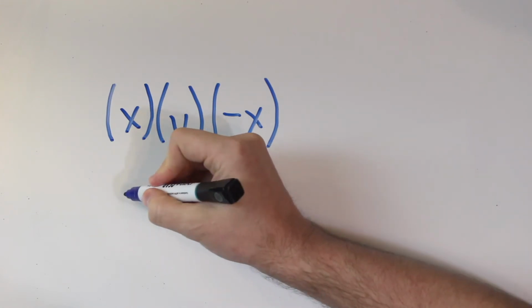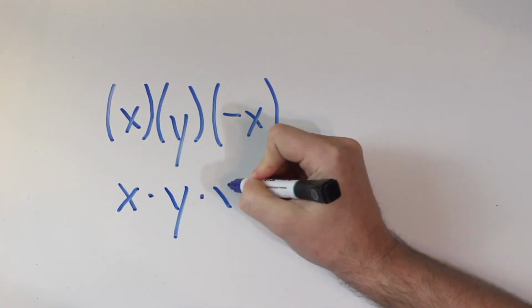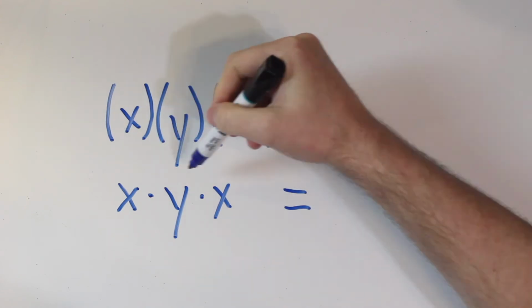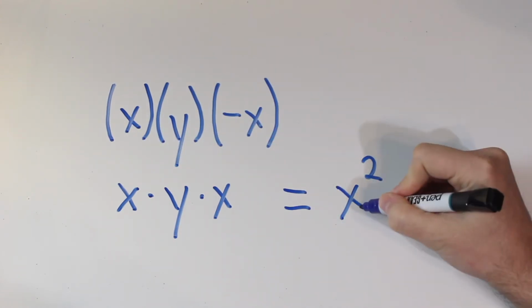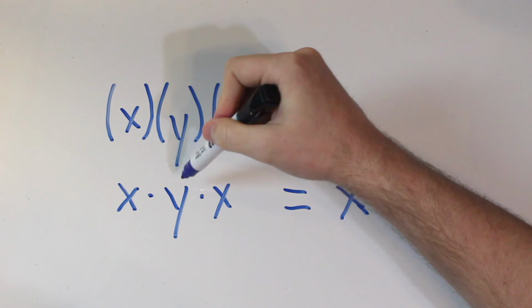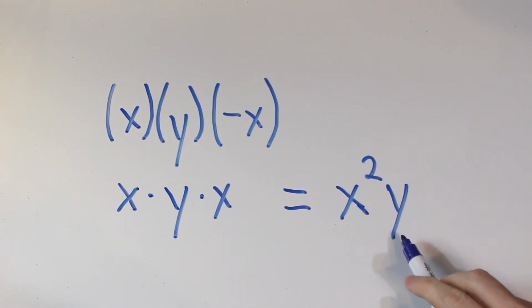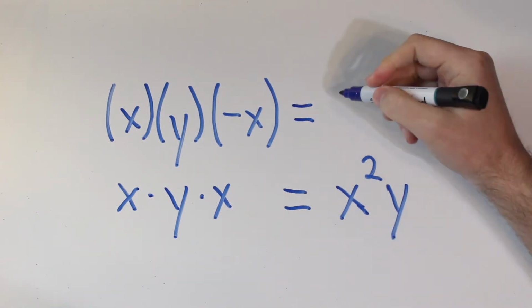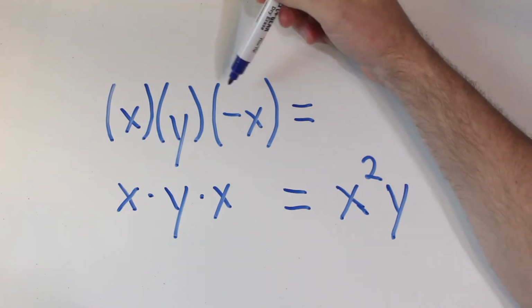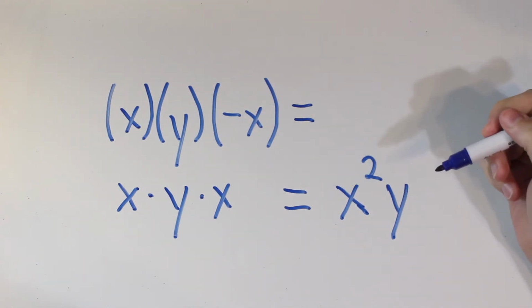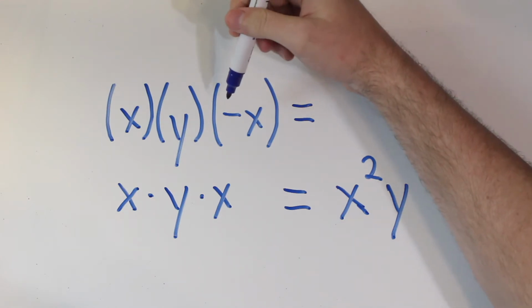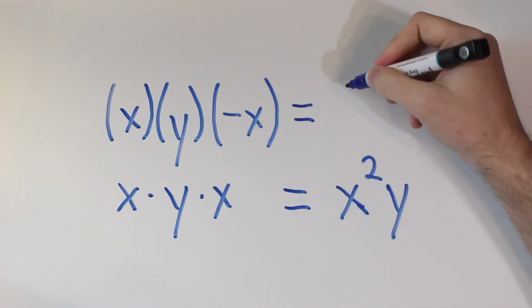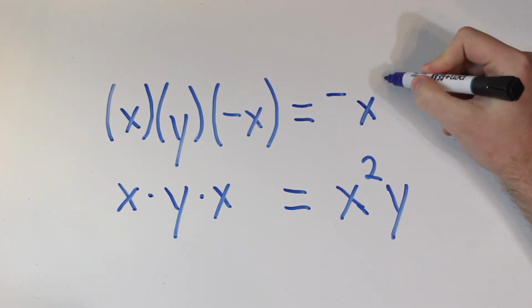Here we have x times y times x. X times x can become x squared. So our product is x squared times y, or x squared y. Now, should our answer be positive or negative? Well, if the number of negatives being multiplied together is odd, then our answer must be negative. And we have one negative, which is an odd number. So this answer will be negative x squared y.